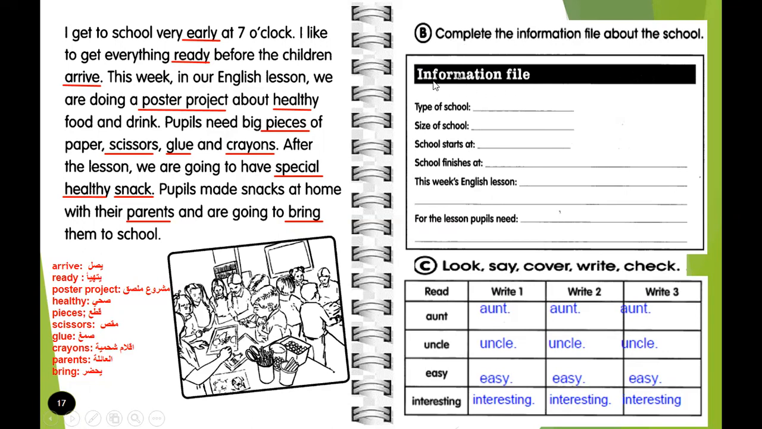Information file ملف المعلومات. Type of school نوع المدرسة. As we said, it is a primary school. إنها مدرسة ابتدائية. The size of school حجم المدرسة. As we read, it is small. كانت مدرسة ابتدائية صغيرة.